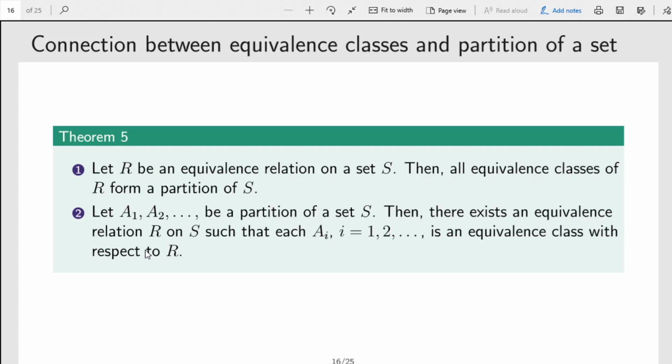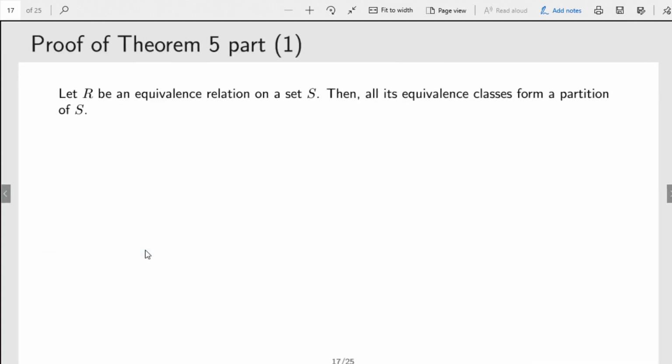So essentially the first one says if you have an equivalence relation, then the corresponding equivalence classes would form a partition of the domain S. And then if you have a partition of the domain of a set S, you would always be able to find an equivalence relation R on S such that the members of the partition are the equivalence classes with respect to R. So let's establish this theorem. Let's start with the first one.